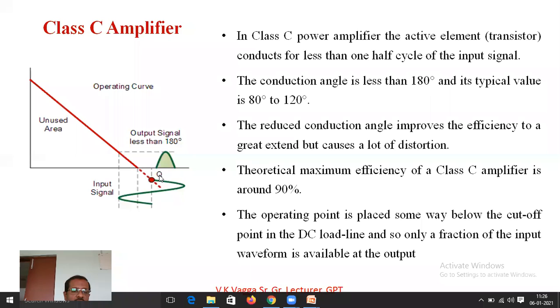So this part of the output is going to appear, and if you take from this point to this point, and from this point to the entire negative cycle, it is going to be clipped off.